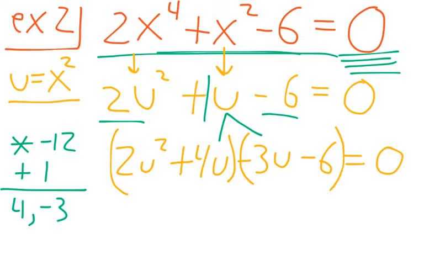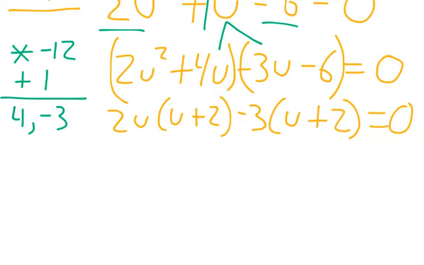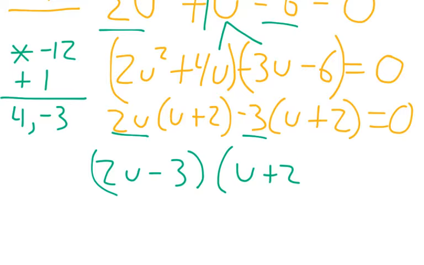So then I get 2u comes out, and then u plus 2 is left from the first part. This is that factoring by grouping. Over here in the second part, a minus 3 comes out, and u plus 2, divided negative by negative, comes out. Good, they're the same. So I have my 2 factors. I have 2u minus 3, and I have the u plus 2, because those are the same.